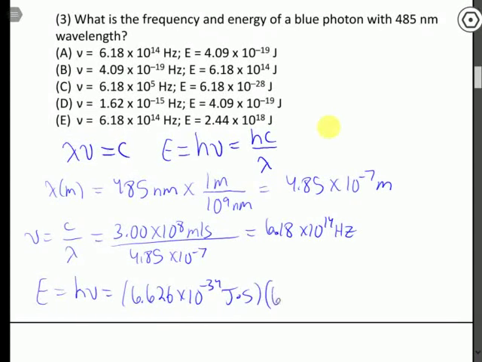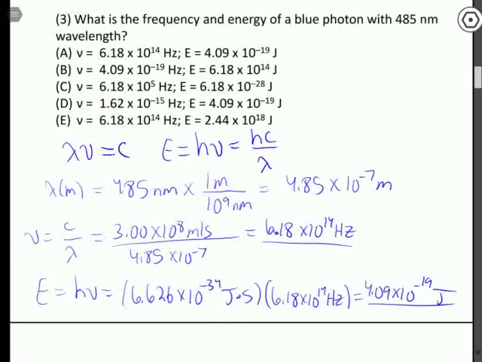So h has a very small value, 6.626 times 10 to the minus 34 joule seconds. And then it's going to be that frequency which we just found. Right, so the seconds cancel out and you get joules. So it's 4.09 times 10 to the minus 19 joules. All right, so those are the two numbers. We go up here to our answer choice, and they're A again. All right, questions on those equations.